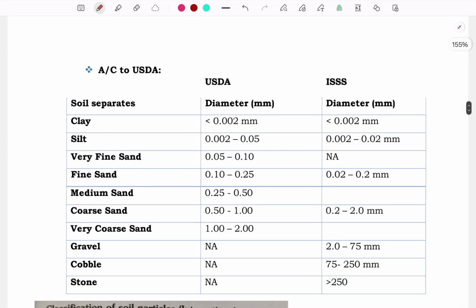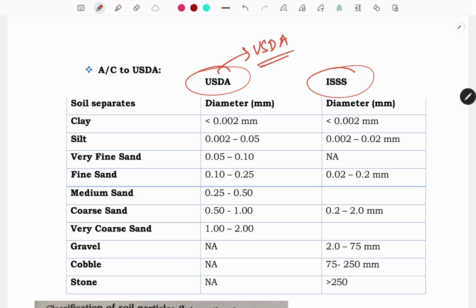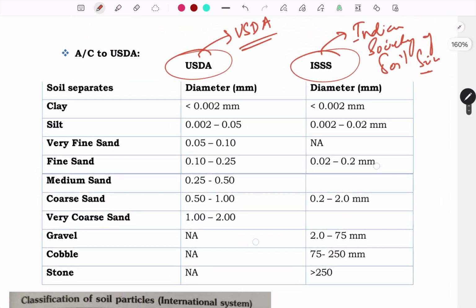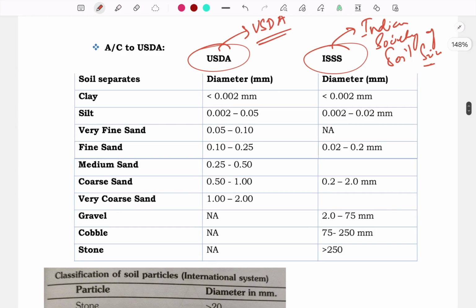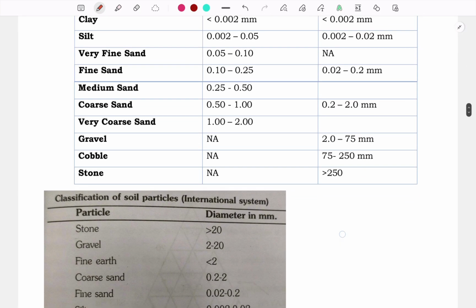There are different sizes of these particles according to USDA and ISSS. USDA is the United States Department of Agriculture, and ISSS is the Indian Society of Soil Science. You go through these, the sizes of different soil separates.